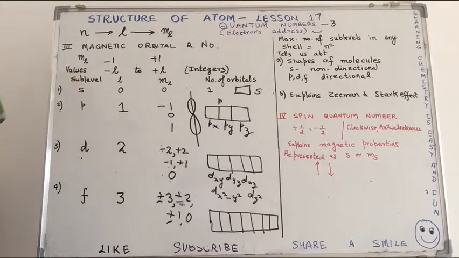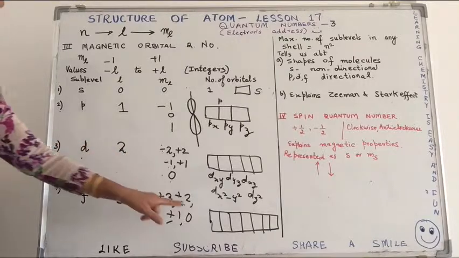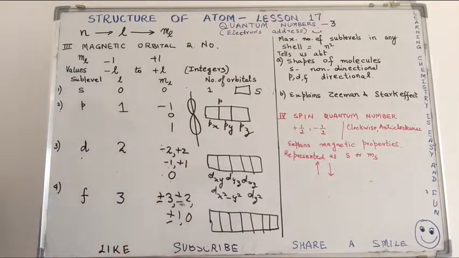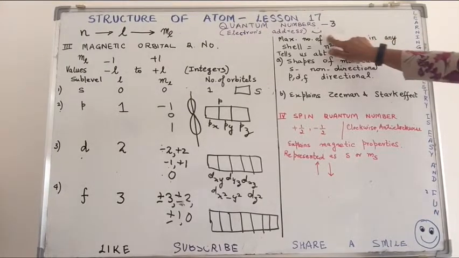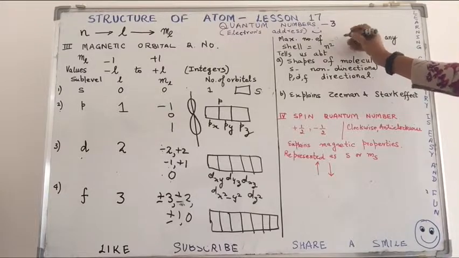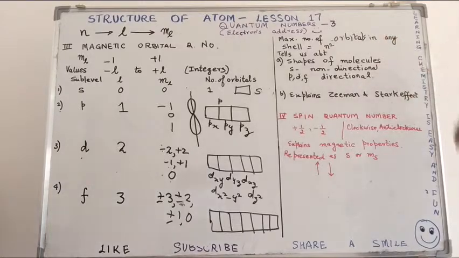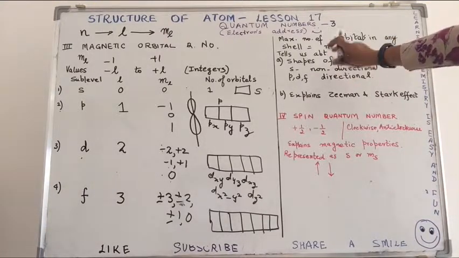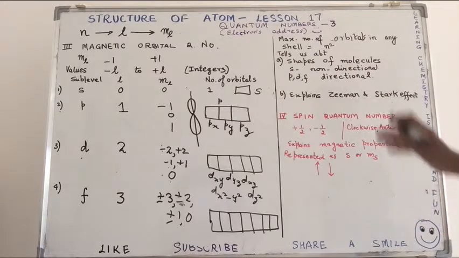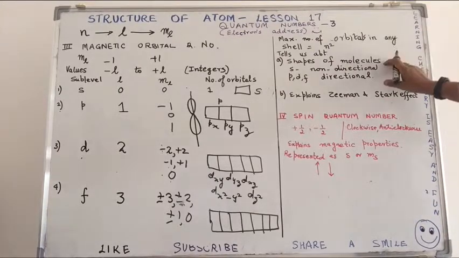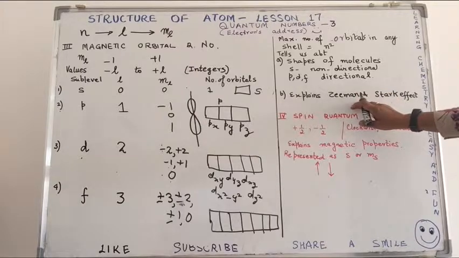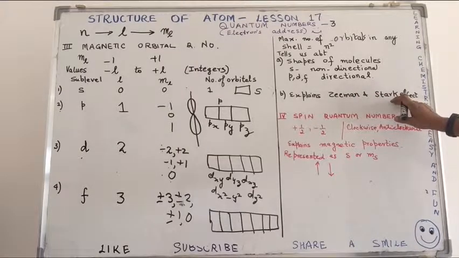How many sublevels, how many orbitals are there in any shell? The maximum number of orbitals in any shell will be n square. Yes, it is not sublevels, it is the maximum number of orbitals in any shell. We shall verify this in a minute when we do the spin quantum number. As we explained, this particular quantum number helps to explain the shapes of the molecules. It also helps to explain the Zeeman and the Stark effect.